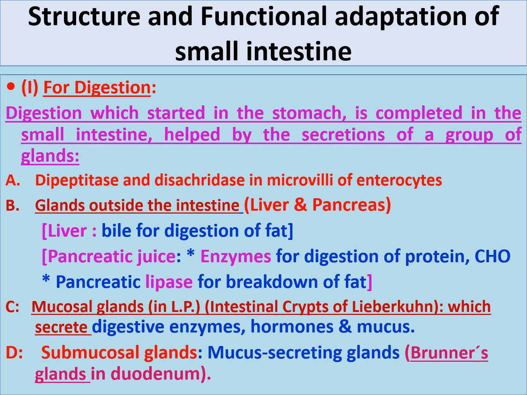The first enzymes are the brush border enzymes, called dipeptidase and disaccharidase, which are found in the glycocalyx of the microvilli. There is also secretion from glands outside: two major glands, the liver and pancreas. The liver secretes bile for digestion, and the pancreas secretes pancreatic juice containing digestive enzymes. We also have the mucosal glands, the intestinal crypts, which secrete digestive enzymes, hormones, and mucus. The submucosal glands are Brunner's glands, which secrete mucus to protect the epithelium of the duodenum from digestion.